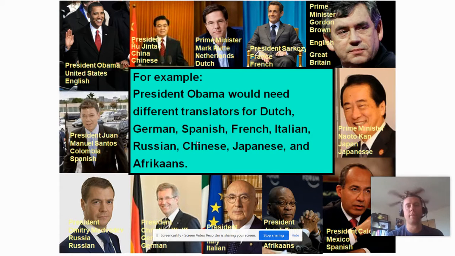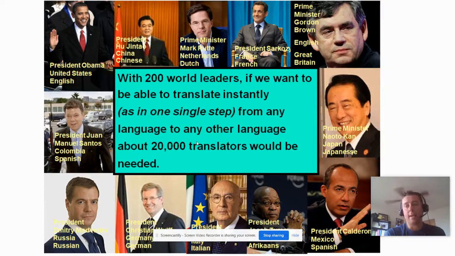But here's the deal. If you're going to have all these world leaders talking to each other and they all speak somewhat different languages, then you're going to need a lot of translators. The president's going to need a translator that can translate his English into Dutch and German and Spanish and French and Italian and Russian and Chinese and Japanese and all sorts of different languages. That seems a bit absurd for President Trump or Obama or whoever it is at the time to come with dozens of translators so that he can speak to these other leaders and then they can speak to him. If there were 200 world leaders, then we would need something like 20,000 translators. That's a room full of people that I just don't want to be a part of.